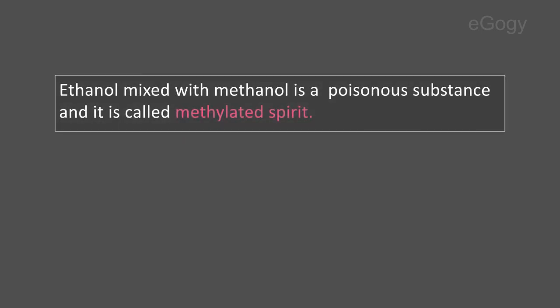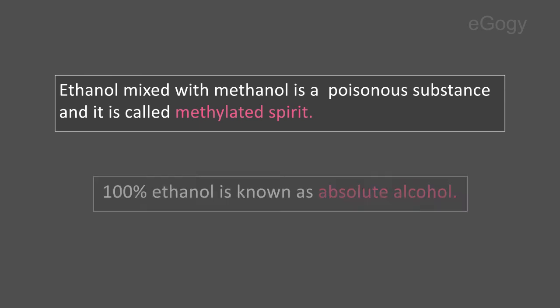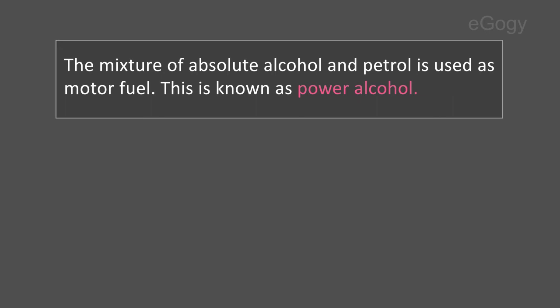Ethanol mixed with methanol is a poisonous substance and is called methylated spirit. 100% ethanol is known as absolute alcohol. The mixture of absolute alcohol and petrol is used as motor fuel. This is known as power alcohol.